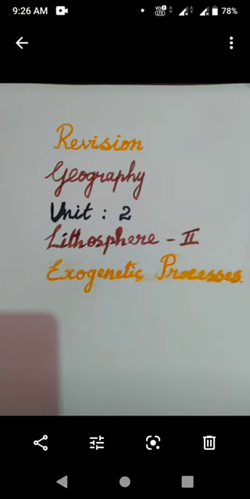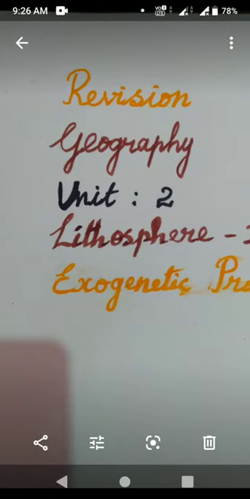Define weathering. Do you know the answer? Can you say the answer? Already I marked and given it, page number 167. Define weathering. Weathering is the breaking, disintegration and decomposition of materials of the earth's crust by their exposure to atmosphere. Okay. This is a very important question. Weathering is the breaking, disintegration and decomposition of materials of the earth's crust by their exposure to atmosphere.